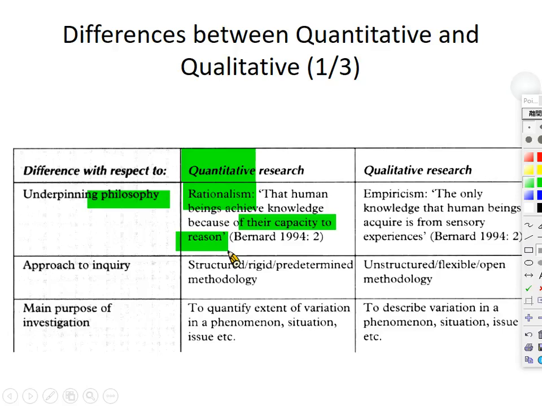And the other one is the approach to inquiry. One is structured. The other one is unstructured. When you have a very structured process, a structured design for your research, then the whole process will be very rigid. You have to follow A, B, and C. But on the other side, for qualitative research, the process is rather flexible. It's very flexible. It's open. It's a kind of open methodology. As a researcher, you have to design a lot of ad hoc methods to deal with the scenario you are encountering right now.